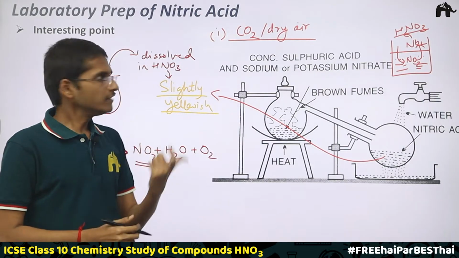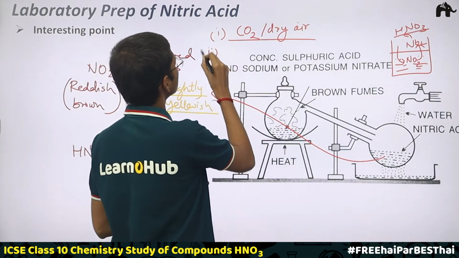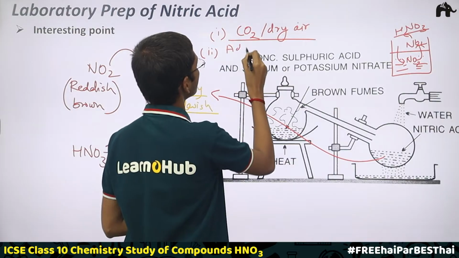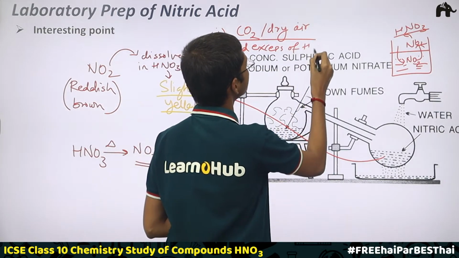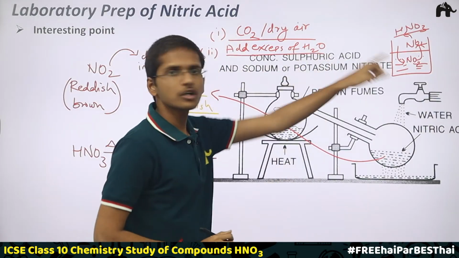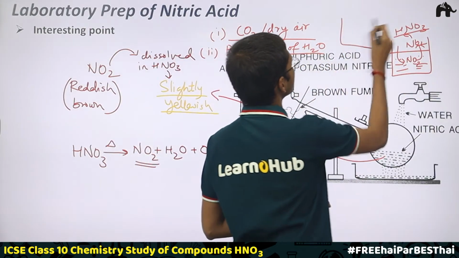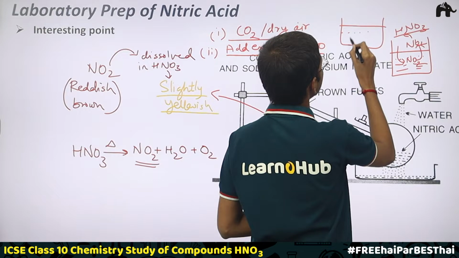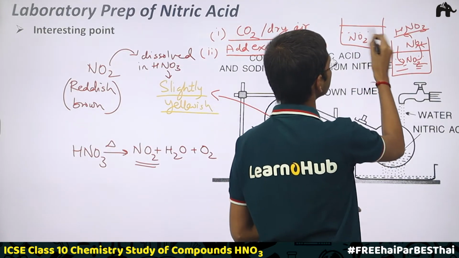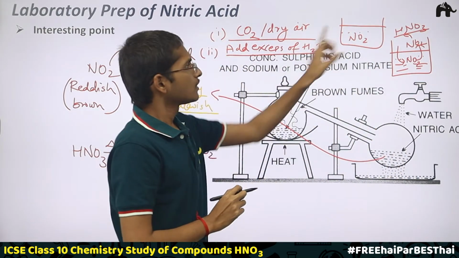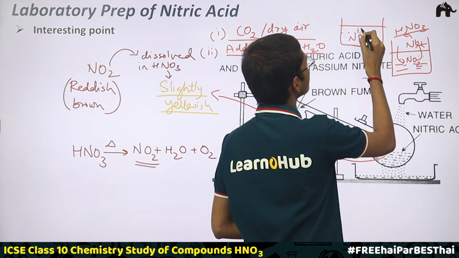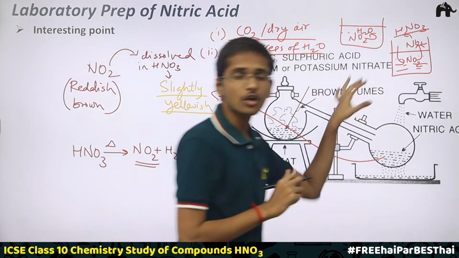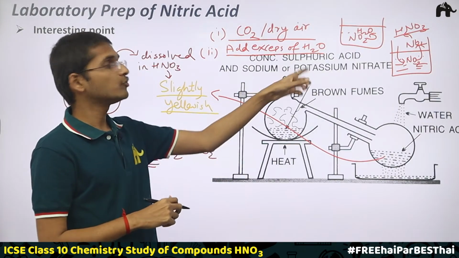Now, the second way is to add excess of water. Now what would happen by adding water? The nitrogen dioxide gas which is present in this nitric acid, because of which it is yellowish, would dissolve in water, and again we would get nitric acid.